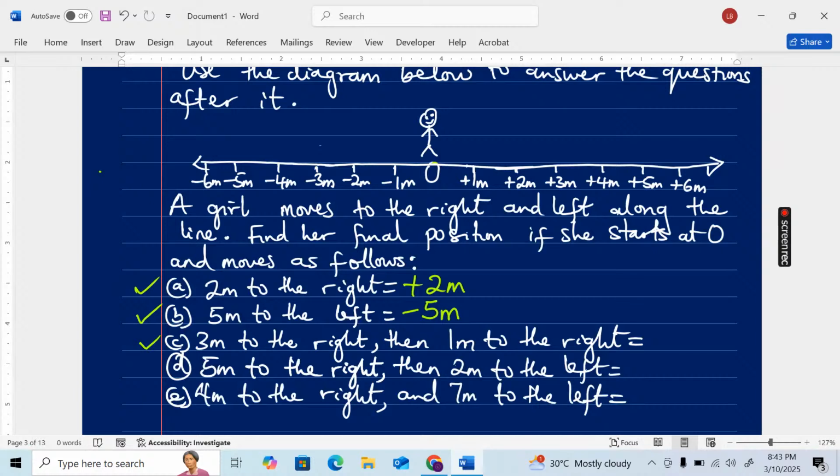At the count of 5, counting down: 5, 4, 3, 2, 1. What is the final position of the girl? 3 meters to the right, then 1 meter to the right.